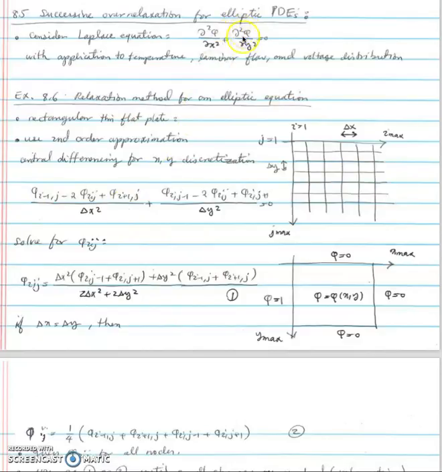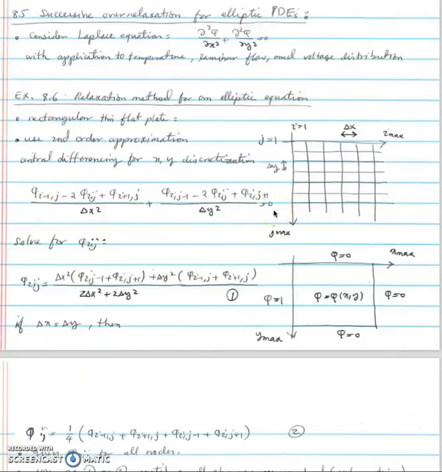And then the second term, which is d squared phi dy squared. If we discretize this using central differencing, we get phi i comma j minus 1 minus 2 phi i j plus phi i j plus 1. Basically only the index of y, which is j, varies from j minus 1 to j plus 1. In the first term we fix j, and the index i varies from i minus 1 to i plus 1. All right, so the first term plus the second term is equal to 0.